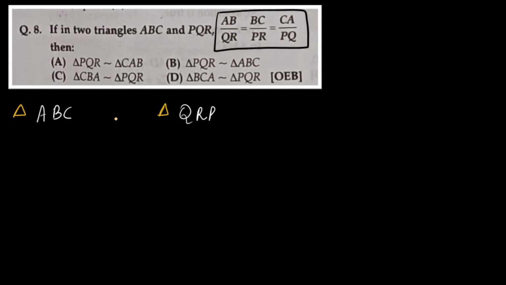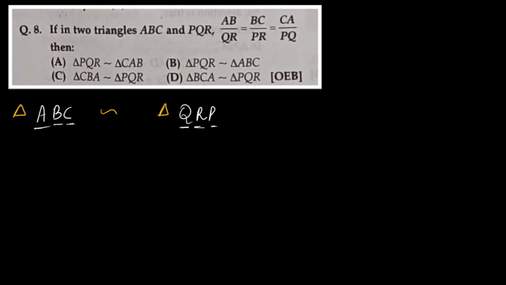Triangle ABC and QRP. Let's see if these names are there in any of the options. This is how you have to name from the ratio. A's corresponding is Q, so with A, Q should be there. At A's place, Q should be there. At B's place, R should be there. At C's place, P should be there. In which option can you see this?